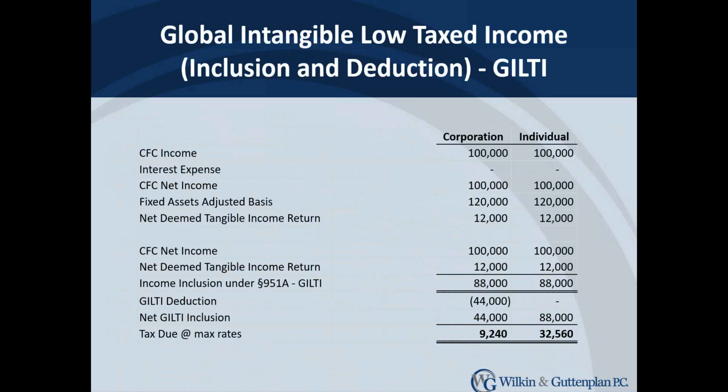Again, we have two columns. The column on the left is a corporation, the column on the right is an individual. We're assuming my CFC income is 100,000. We left out interest expense to keep the example easier to follow. The fixed asset basis is 120,000, so 10% of that is 12,000. If I earn 12,000 or less, I generally don't have a GILTI inclusion. But in my example, I've got 100,000 of income, so I'm in excess of that 12,000 threshold by 88,000.